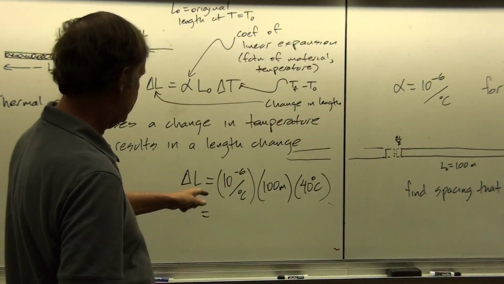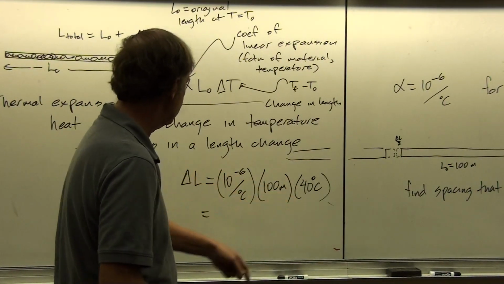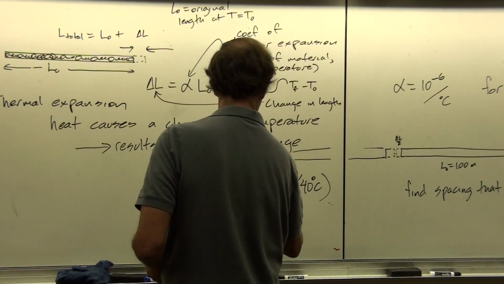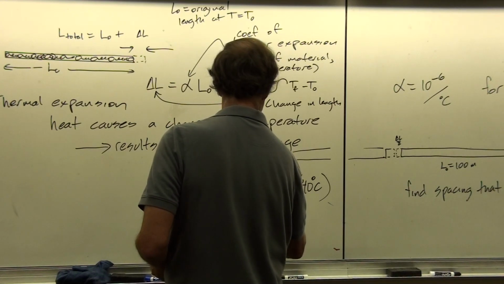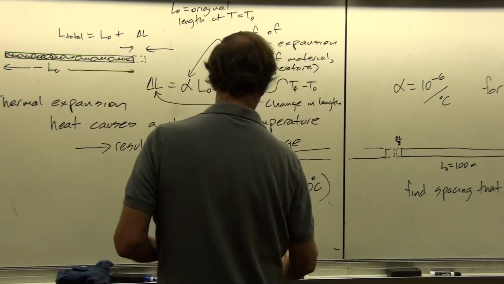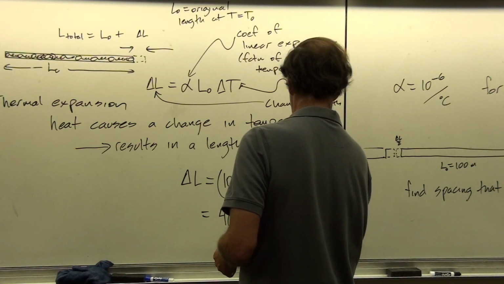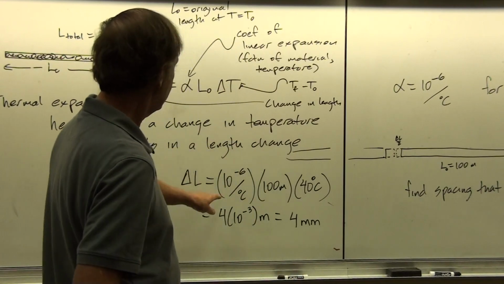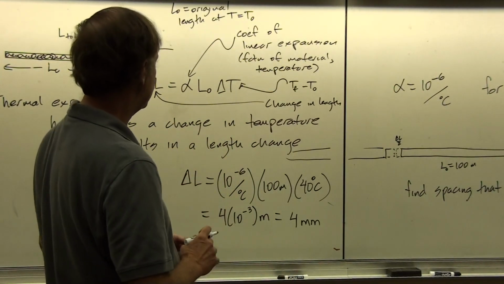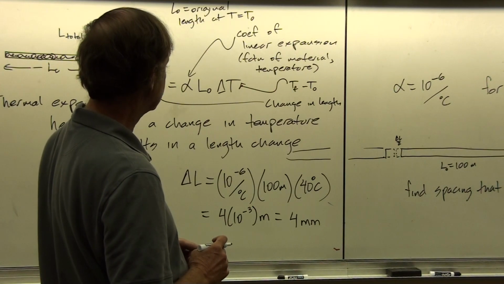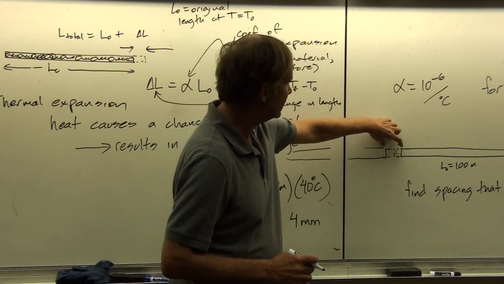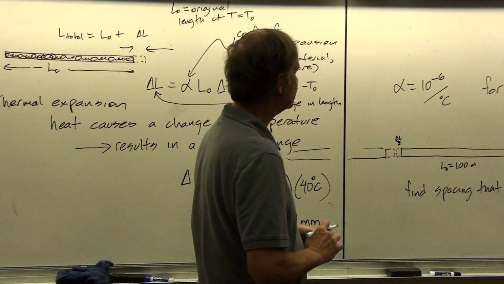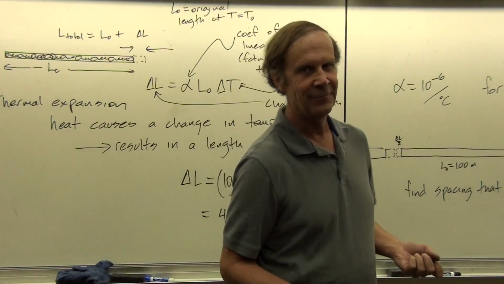Okay, so that'll be, well, this is 10 to the minus 4 times 40, and so that would be 4 times 10 to the minus 3 meters, or that would be 4 millimeters. Okay, so for an alpha value that was 10 to the minus 6, we would have to separate the tracks by 4 millimeters in order to accommodate this. And so that doesn't seem like very much.